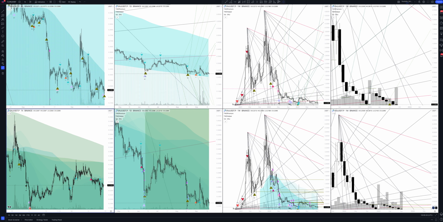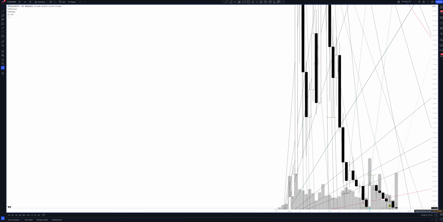Today we will take a look at ENJIN COIN cryptocurrency. Let's analyze the market situation and find out how you can make money on it. Let's start. We always start our analysis from the global market.